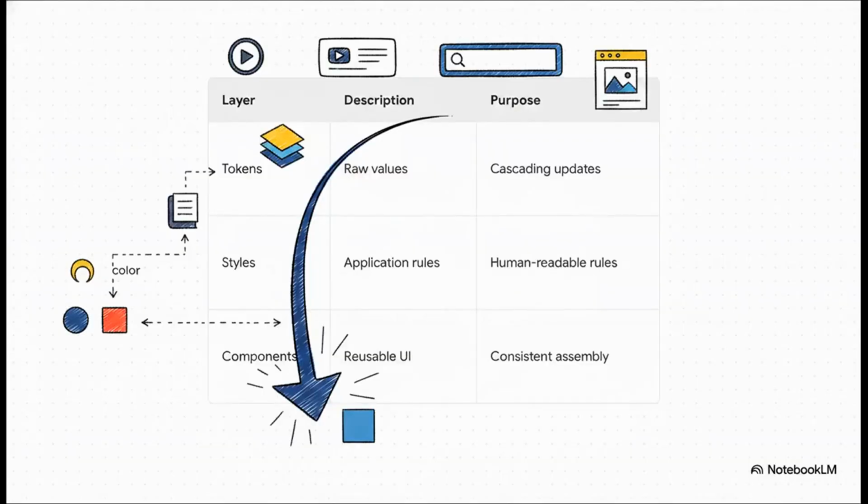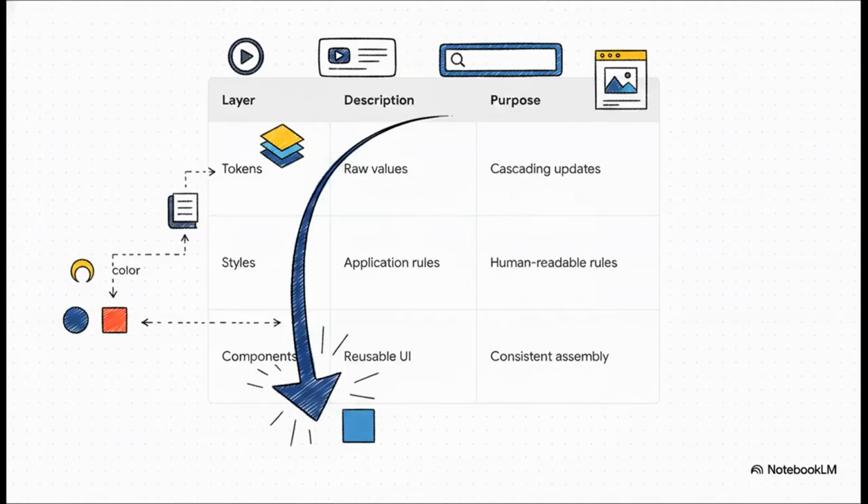To really wrap our heads around this, let's look at the three-layer mental model. Right at the base, you have design tokens. These are the raw, named variables for things like color or spacing. Just above that are styles, which are essentially the human-readable rules for applying those tokens. And sitting at the very top are components, the reusable UI elements built using those tokens and styles.